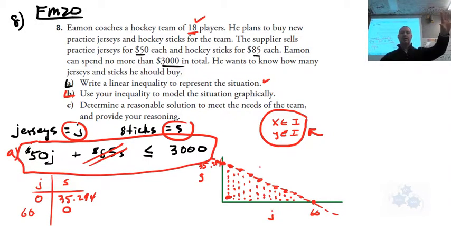So someone give me a possible solution here. What's a possible solution? We also want to spend pretty close to the budget, right? So what's a point that's going to be either way up here, so more sticks than jerseys, or somewhere around here where they're even, but close to this line? So anybody got an idea? What would be a good combination of jerseys and sticks? Sorry, louder?